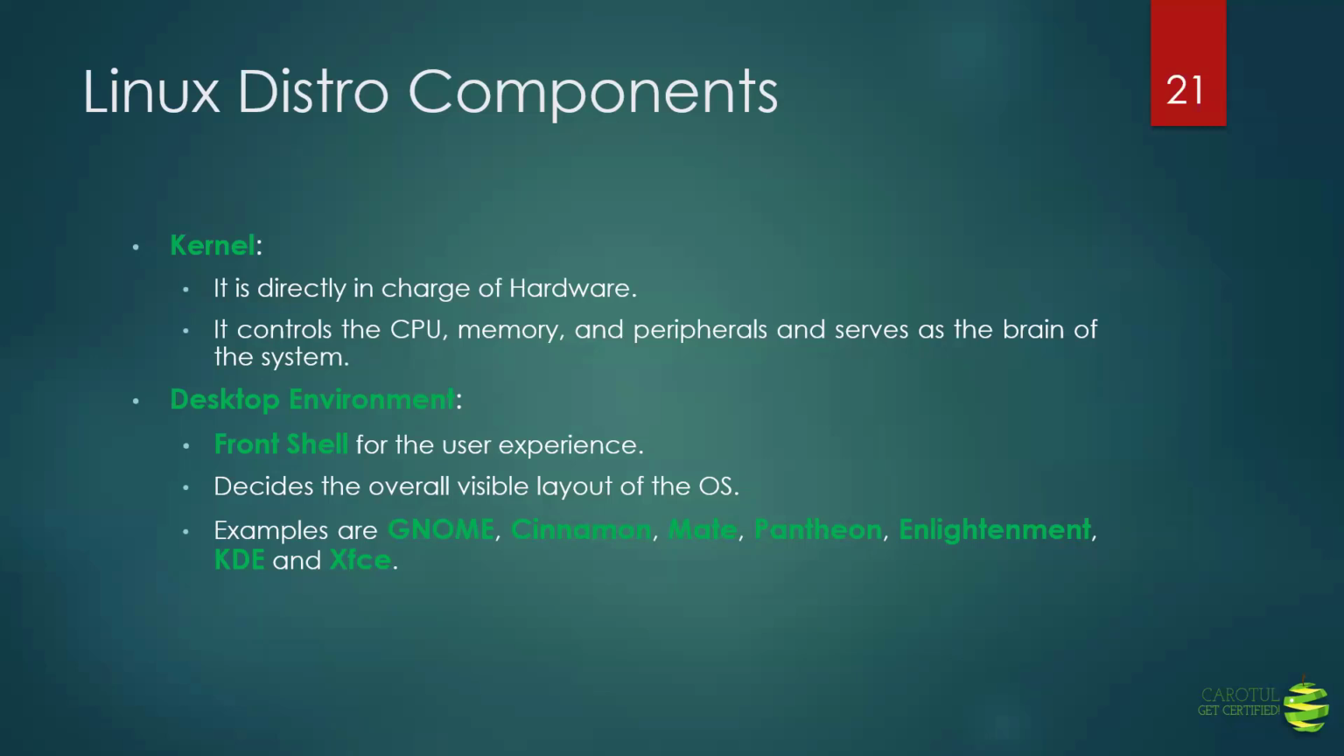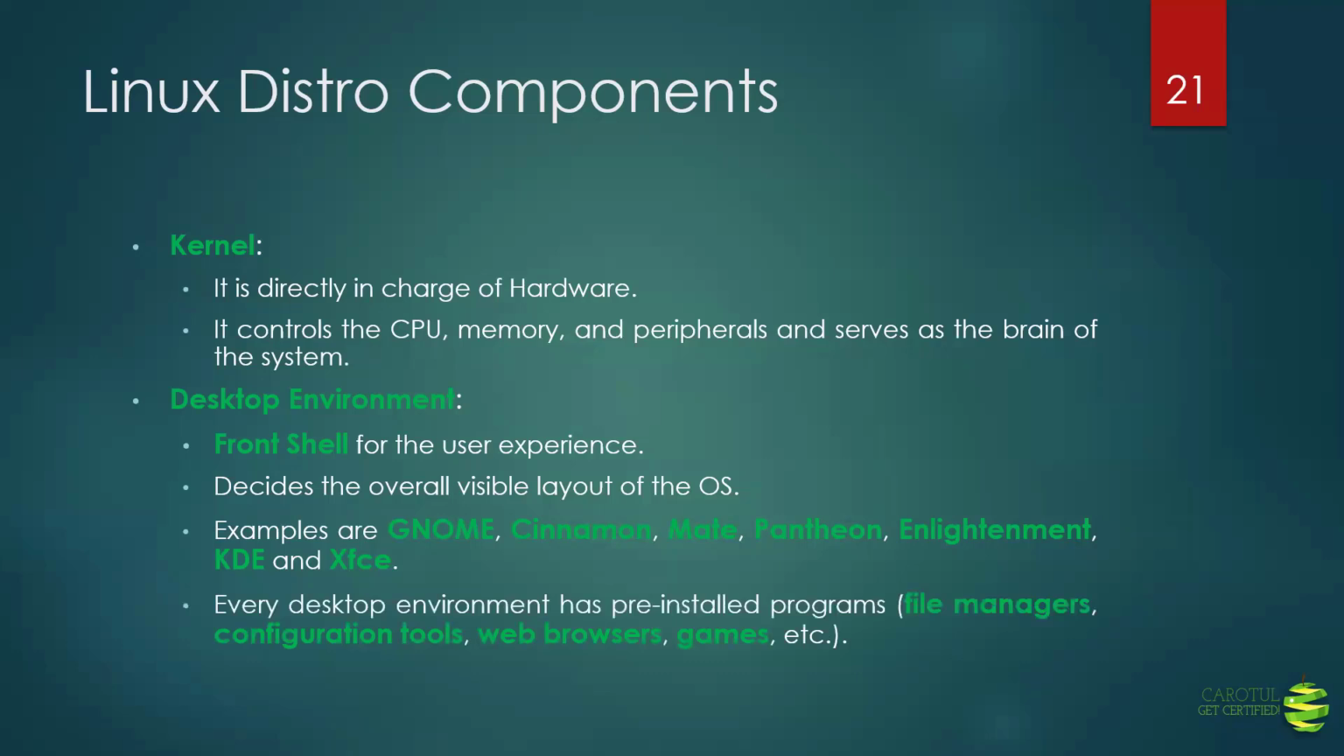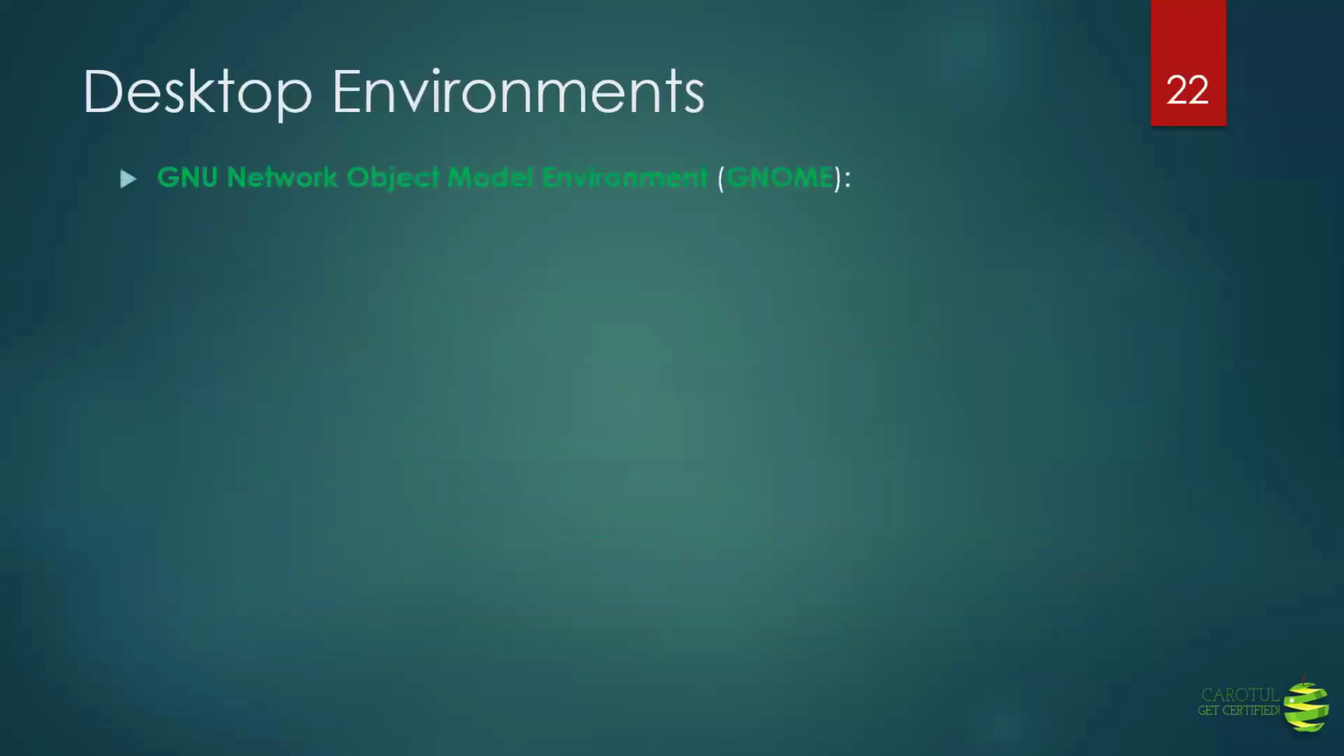But the most popular ones are GNOME or KDE on the server side, or XFCE, and Cinnamon or GNOME on the client side, right? So every DE, or desktop environment, actually has pre-installed programs like file manager, configuration tools, web browsers, games. So anything that has to do with the graphical user interface. So for example, GNOME is the most used, the GNU Network Object Model Environment. And this one is actually very stable. It gets regular updates. Active community, one of the oldest ones, and lots of app support is there.